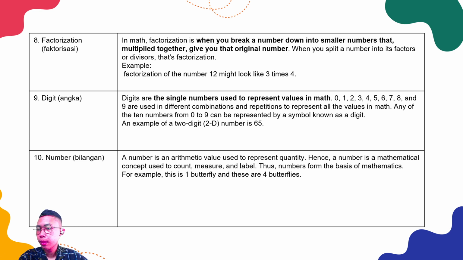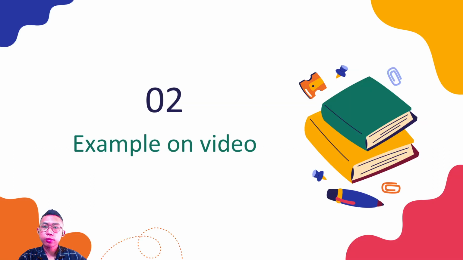Number. In Bahasa it is bilangan. A number is an arithmetic value used to represent a quantity. Hence, a number is a mathematical concept used to count, measure, and label. These numbers form the basis of mathematics. For example, this is one butterfly and these are four butterflies.